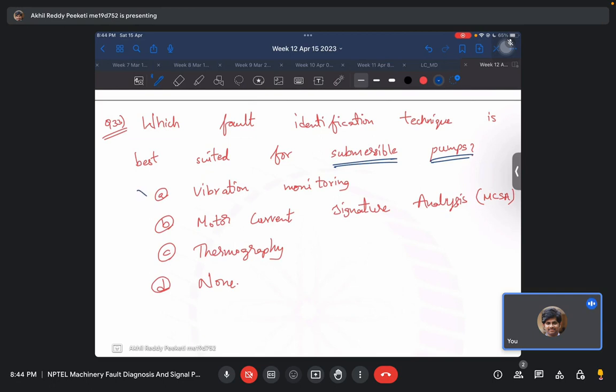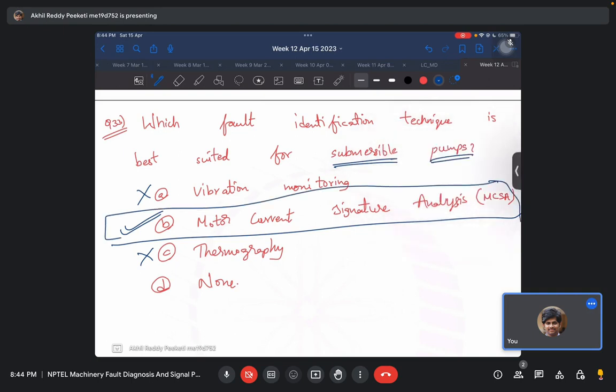In vibration monitoring, you need accelerometers and so on, so it is not suitable. In thermography, you need a distinct temperature rise, but in a submersible system the temperature rise might be very small, so it's not that suitable. The suitable one is motor current signature analysis, where the current to the motor is tracked as a function of time. If there is any fault, the current signal changes. So it is more suitable in this case.